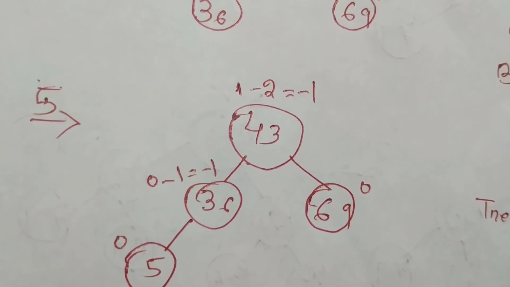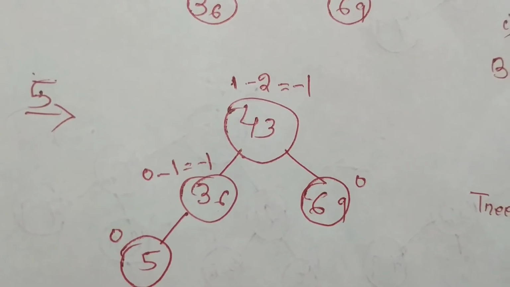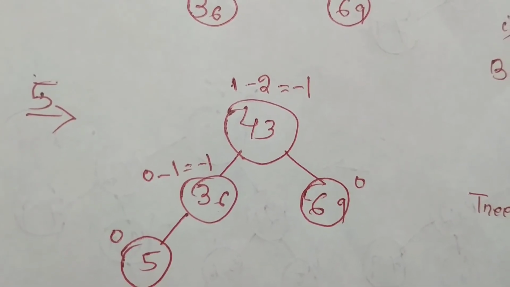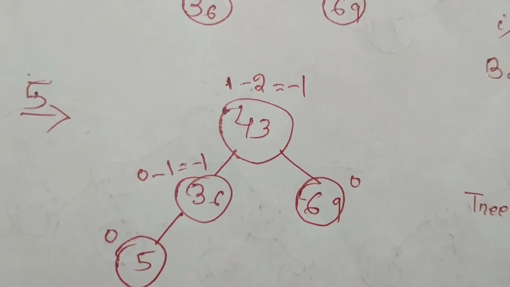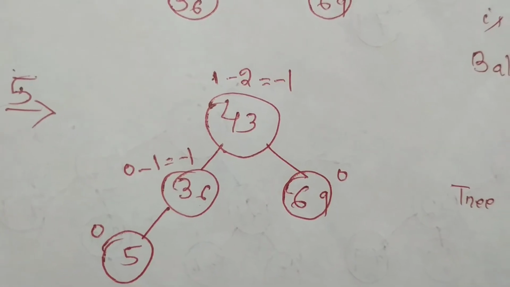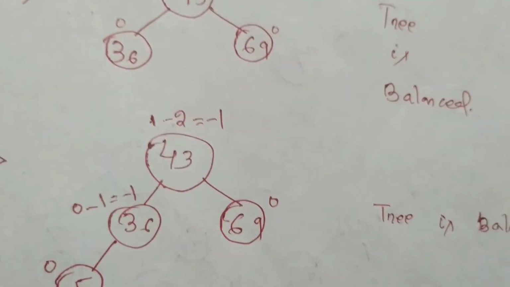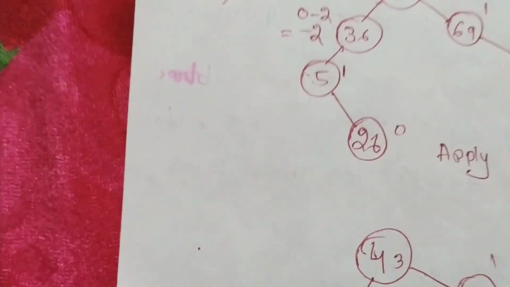Fine. Now 36, what is its balance factor? 36 has no right subtree, 0, then 1 left subtree. So 0 minus 1, that is minus 1. 69 has no left child, no right child, so the balance factor is 0 minus 0, that is 0. So here the tree is also balanced. Now we will insert the next element. What is the next element? The next element is 72.